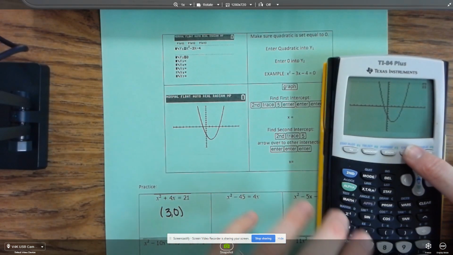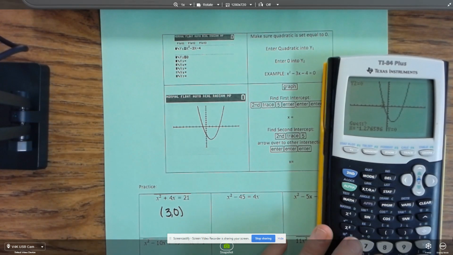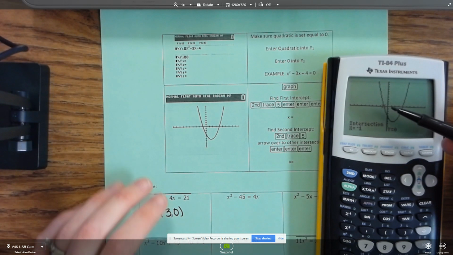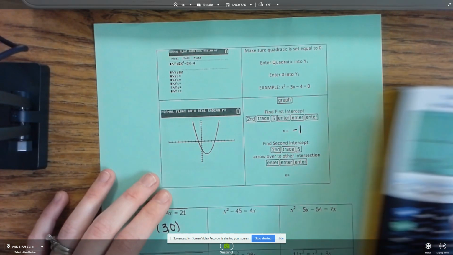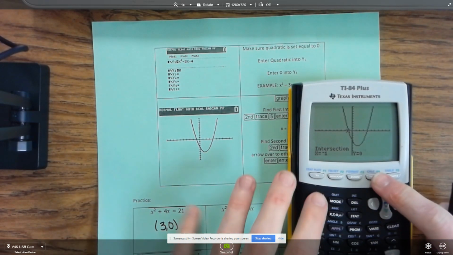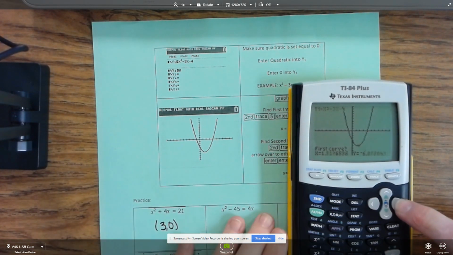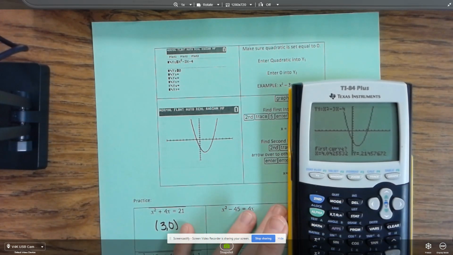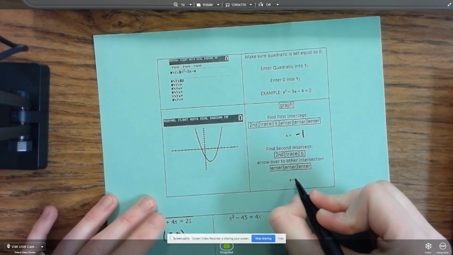And so you're going to do second trace 5. Enter, enter, enter, and it's going to give you your first intercept. So our first intercept, x equals -1, and then to do your other intercept, as you can see it crosses the x again, second trace 5, and you're going to move the arrow over till you see a little cursor get close to your next intercept. And then you can do enter, enter, enter again, and you'll get your second intercept.